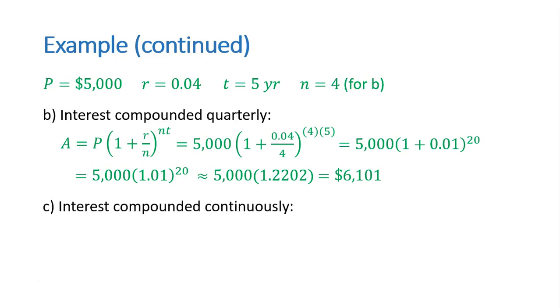And then finally, let's do interest compounded continuously. So our formula is A is equal to P times e to the RT. Remember, e is a constant. We're not going to put a number in there. We're just going to use a button on the calculator. So plug in the values for our variables. We need to simplify our exponent. So that's going to be 5,000 times e to the 0.2.